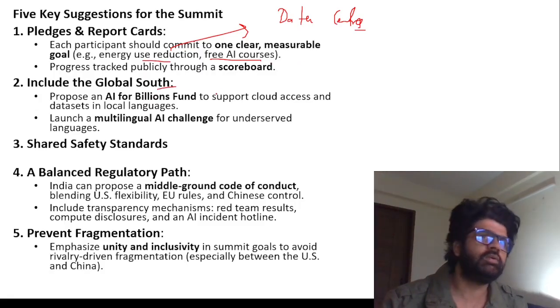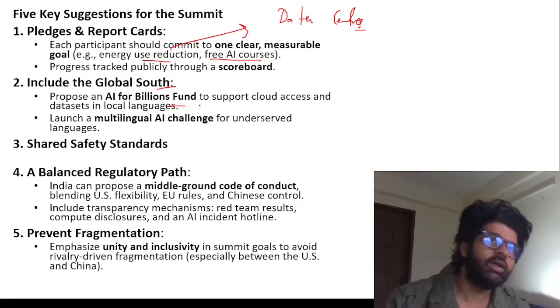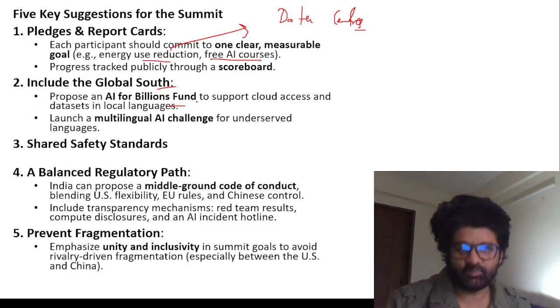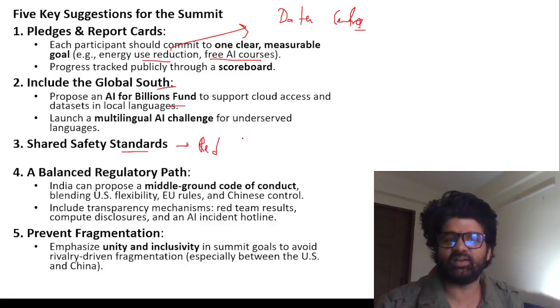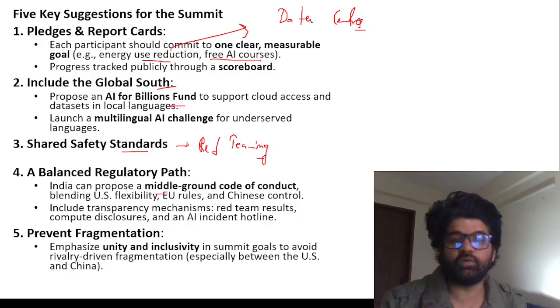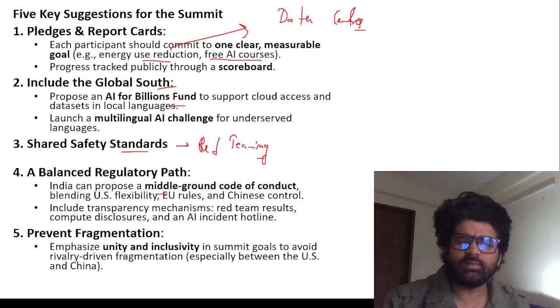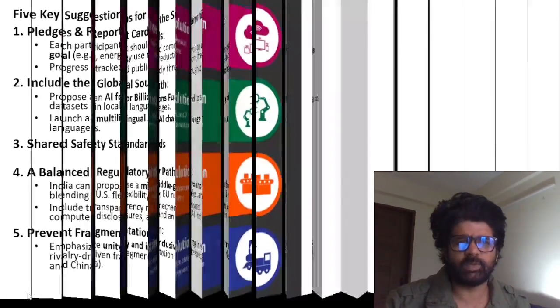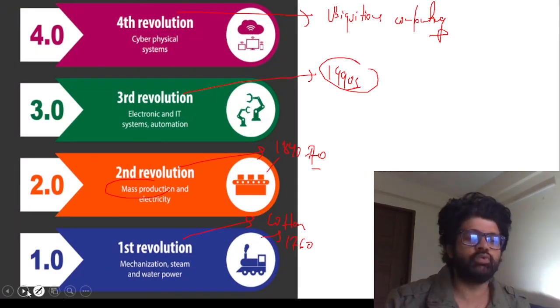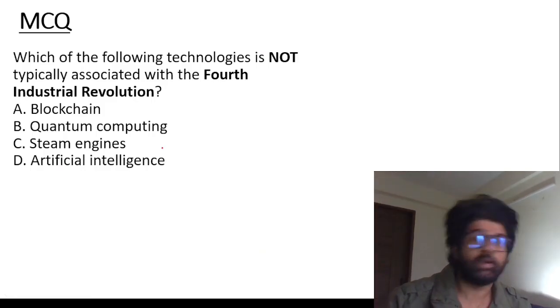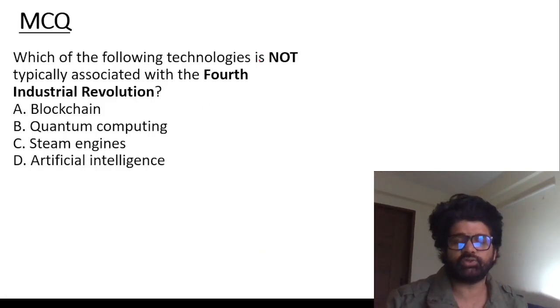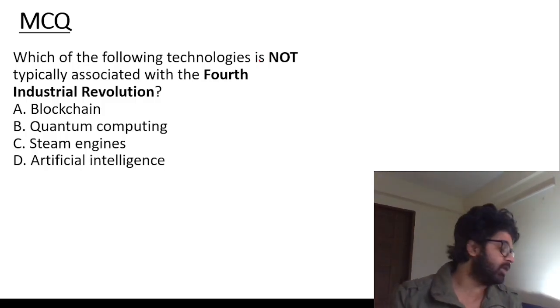The Global South needs some money. We always need money. The Global South is mainly countries of the southern hemisphere, Asia, Africa and South America, which are poor countries and all. We need money for climate and all, and we also need money for AI. Shared safety standards, and that's why we're talking about red teaming and all, how to do red teaming in a better manner. Middle-ground code of conduct and all. These things are fine, but from the exam perspective, terms like red teaming you have to keep in mind. Let's solve some questions so that you can understand what exactly is more important from the exam perspective.